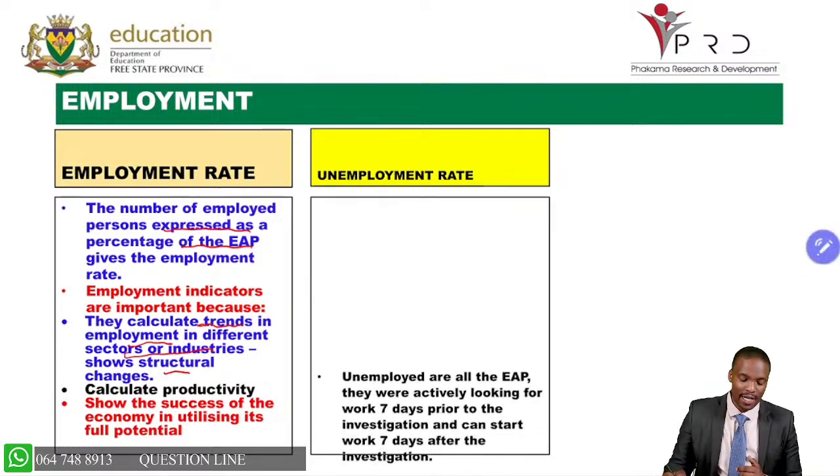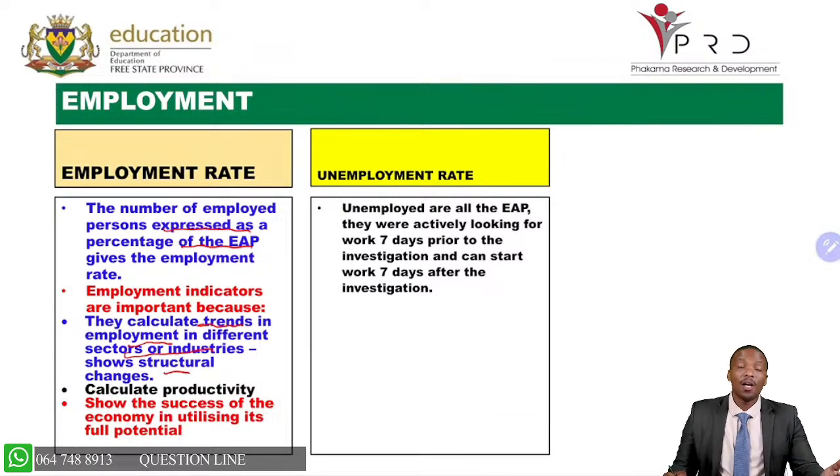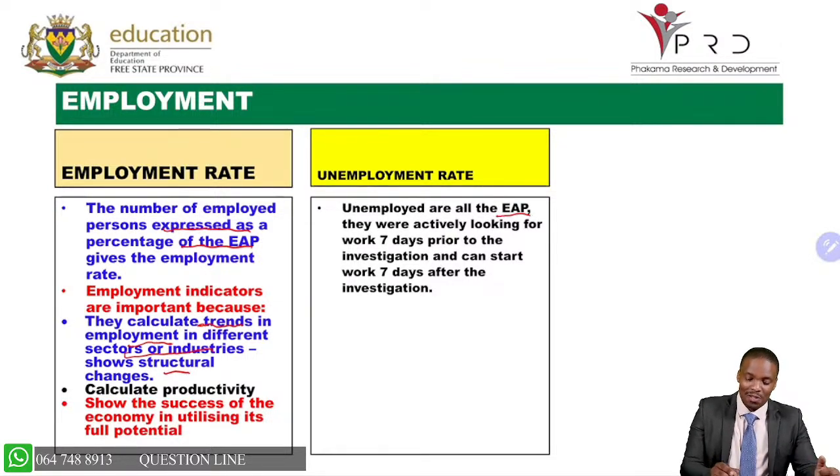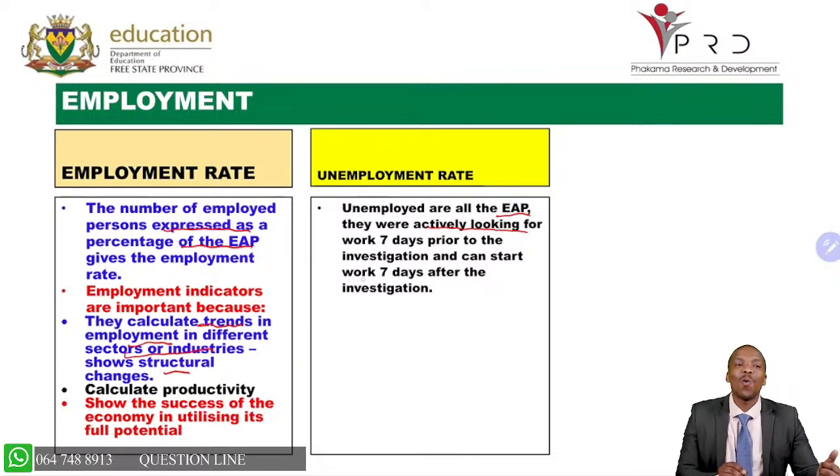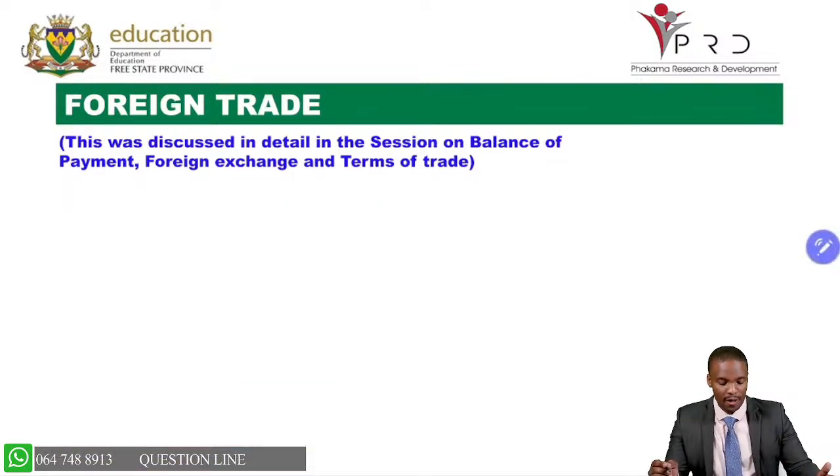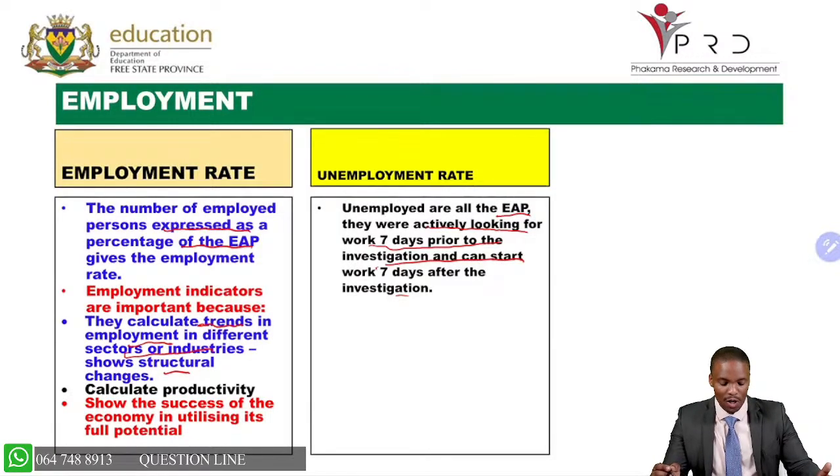Then the unemployment rate there, it is all the EAP. Who are those people again? We said these are the people that are actively looking for employment. They are willing to work, but they cannot find employment. They were looking for work for the past 7 days prior to the investigation. Okay. So those are some of the issues that we talk about here.